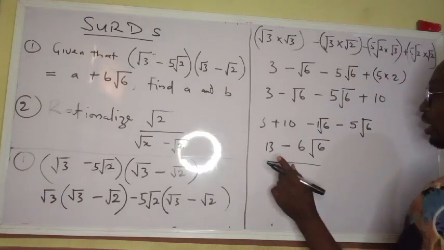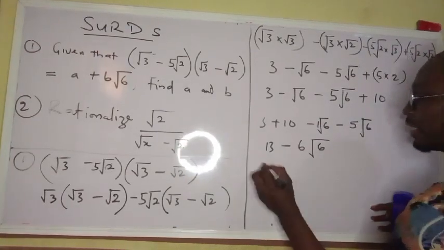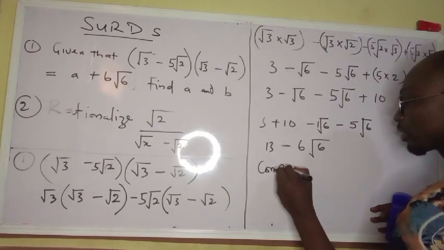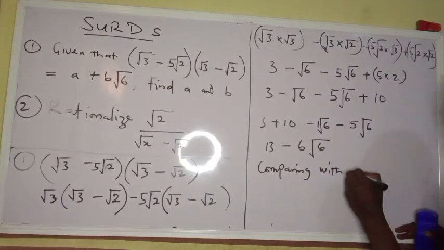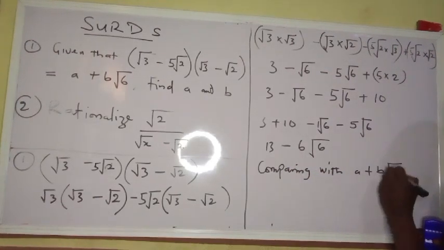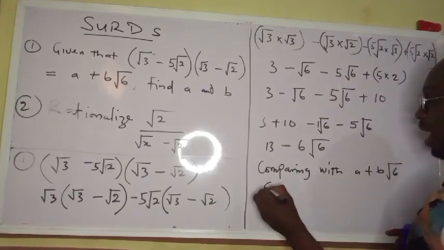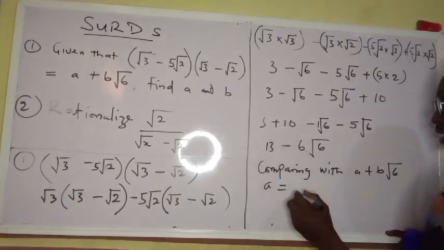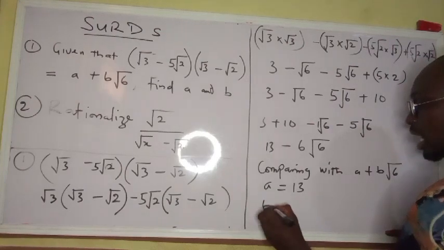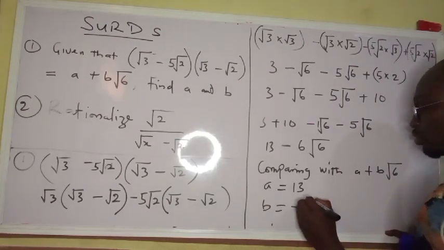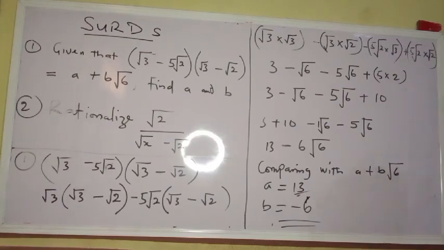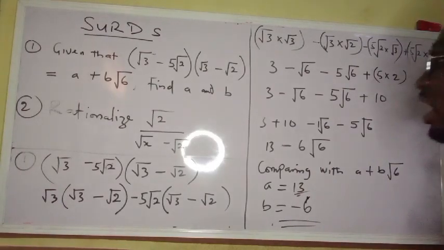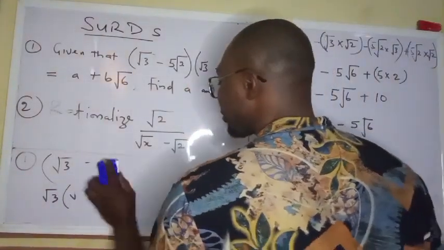So therefore, if we are to compare it with a + b√6, we can say that our a is equal to 13 and our b is equal to minus 6. That gives our final answer. Now let's look at the second question.